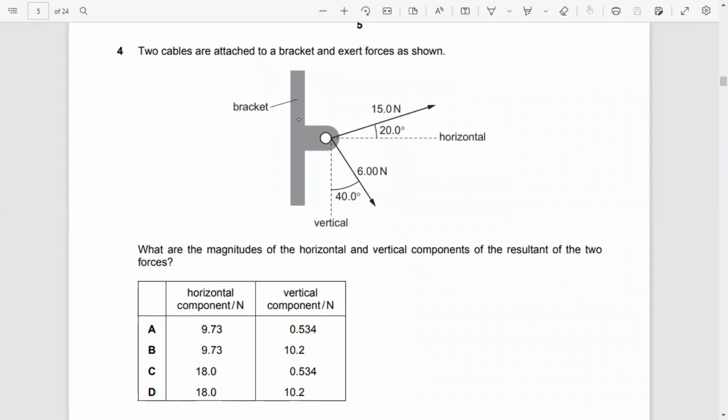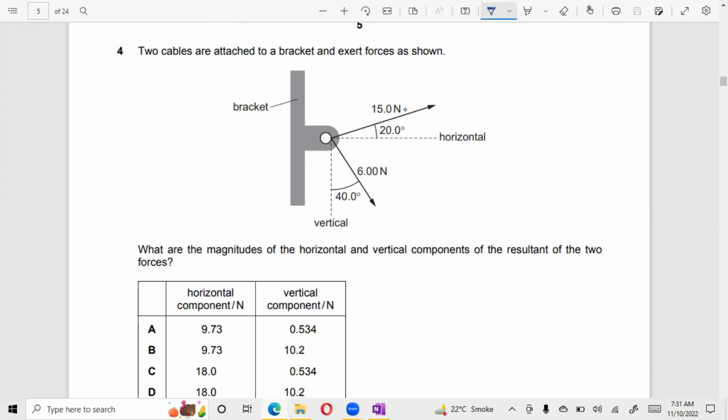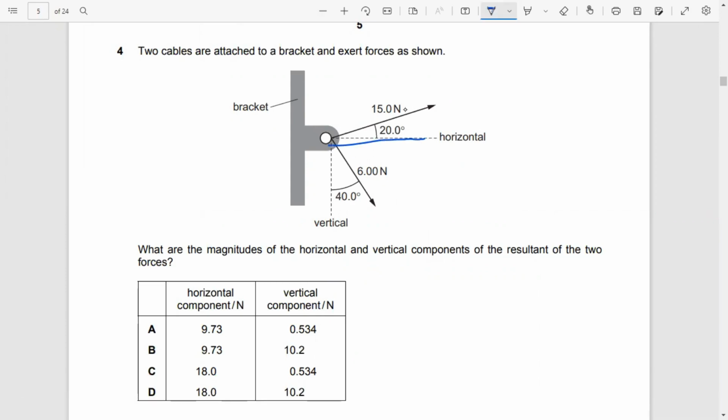You have been shown two cables are attached to the bracket and exert forces as shown. What are the magnitudes of the horizontal and vertical components of the resultant of the two vectors, two forces? Okay, if you look closely here, we have here this component.